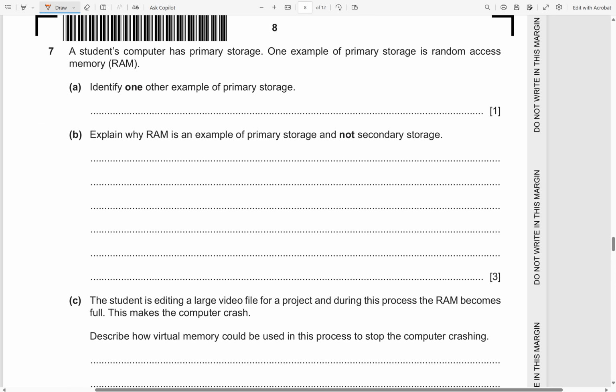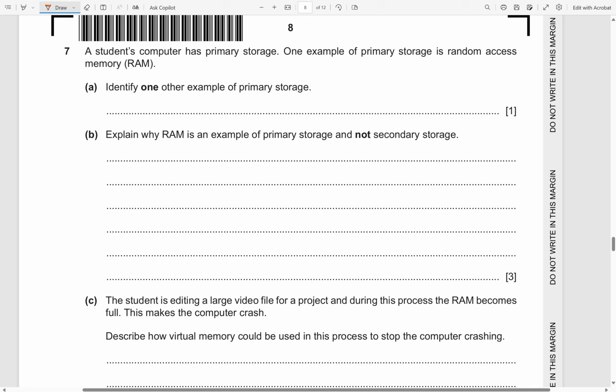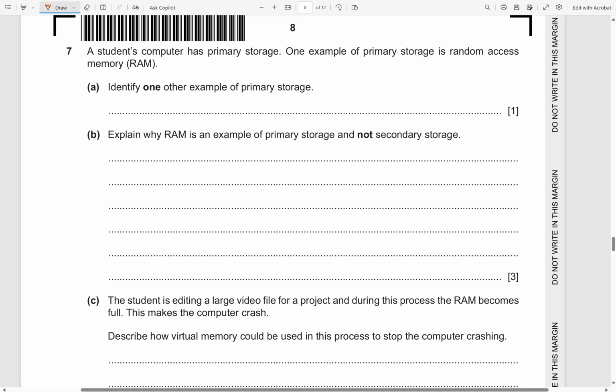Right then, question 7. A student's computer has primary storage. One example of primary storage is random access memory, or RAM. Identify one other example of primary storage. The obvious one is going to be ROM, read-only memory, if you want to write that in full. We can also say cache. You could say registers, although I would say cache and registers usually aren't mentioned in the mark schemes as much. So for primary storage, stick to the obvious ones: RAM and ROM, those two.